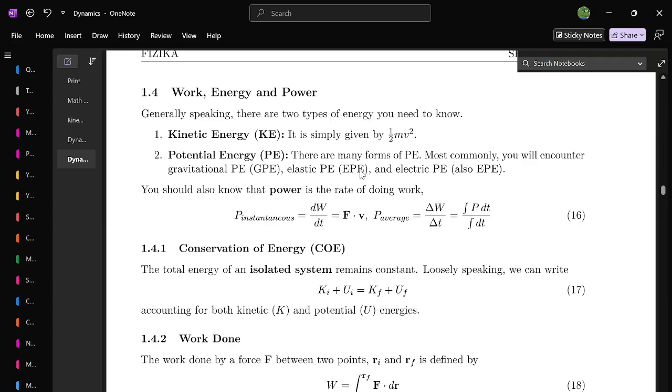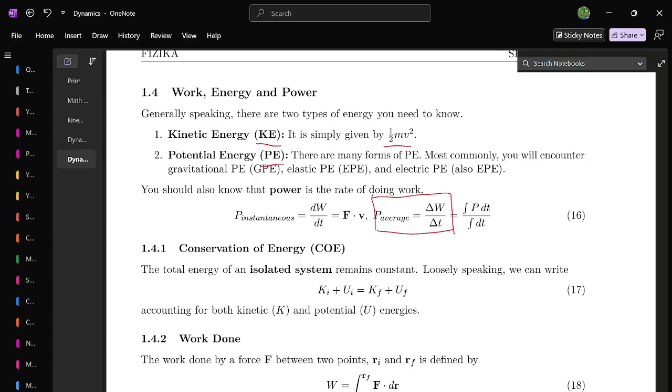Okay, so our last section will be work, energy, and power. So it should be quite standard concepts, but now we are involving some integrals and derivatives. So we have KE and PE. You guys should know this, and they are different. K is just half mv squared, and then for PE you have a lot of different forms that are given here. You should also know that power is the rate of doing work. So this form should be most familiar to you guys, but there are other forms as well.